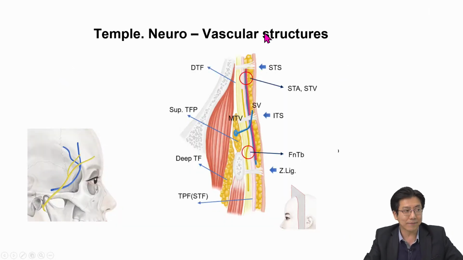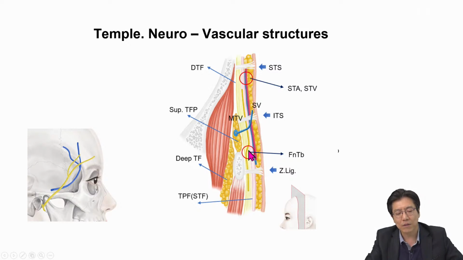So this is a coronal section, an illustration of the temple area. This is the skin, this yellow structure is subcutaneous fat, this pinkish structure is the superficial temporal fascia, and this red one is definitely the superficial temporal artery. The blue one is the superficial temporal vein. And what you can see is that these structures are just on the temporoparietal fascia, the so-called superficial temporal fascia.